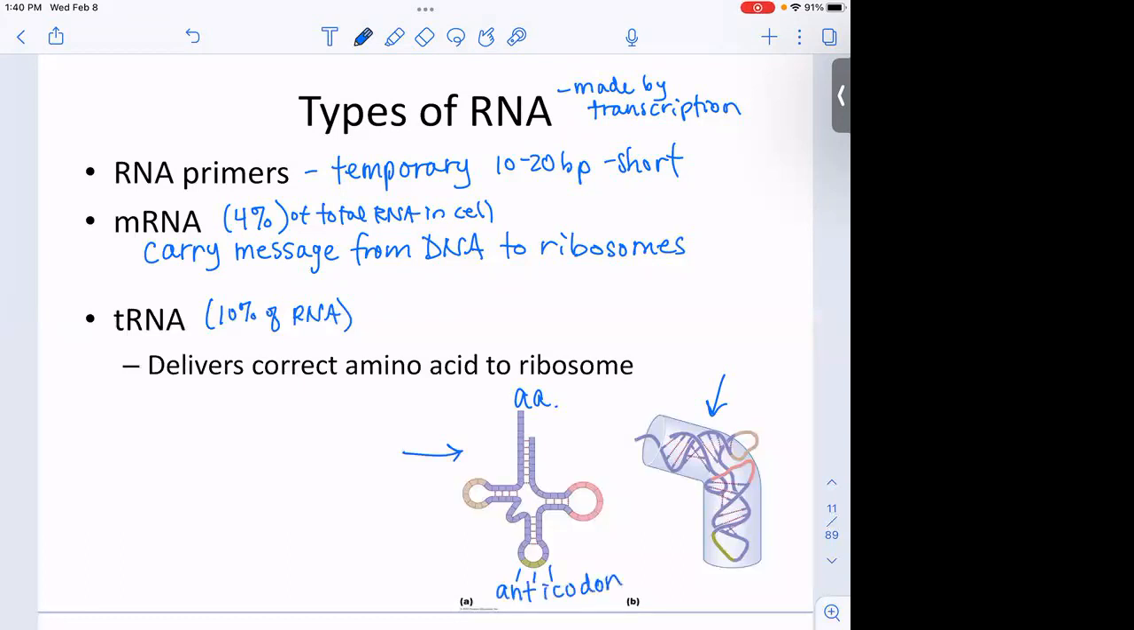Okay, so we'll talk more about that later, but that's going to match up with triplets of bases on the messenger RNA. They're going to be complementary to the codons in the messenger RNA.